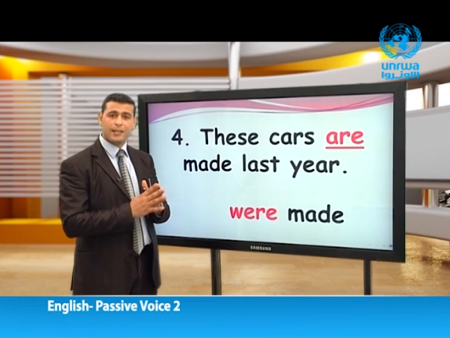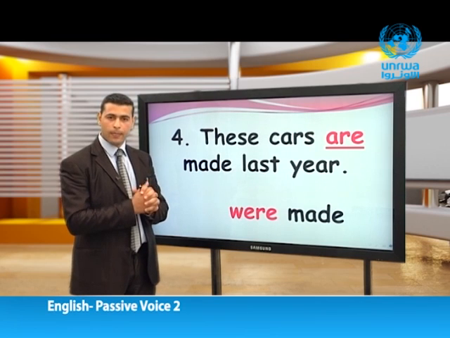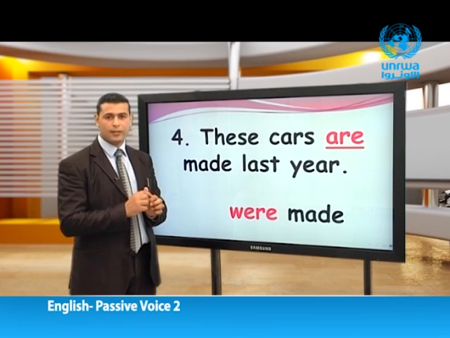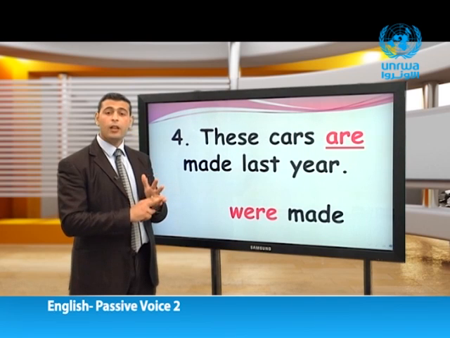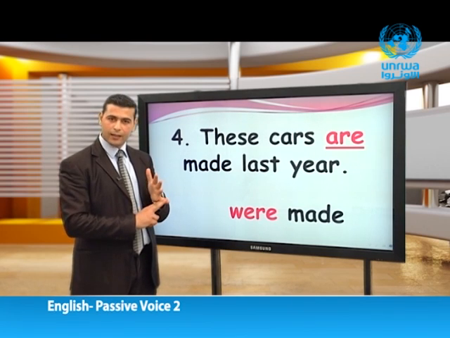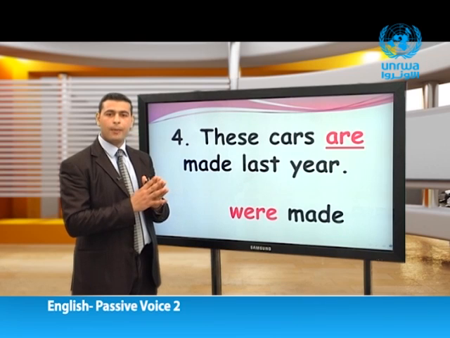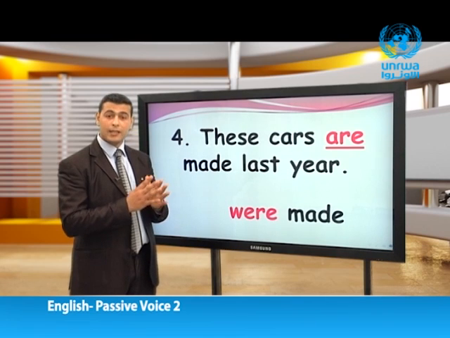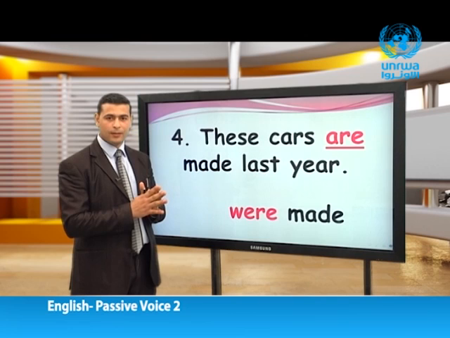Also we talked about the passive voice in the present continuous. And we said that it's formed like this: subject, is or are, being, plus main verb in the past participle. Also, dear students, we talked about the passive voice in the past continuous. And it's formed like this: subject, was or were, being, plus the main verb in the past participle.